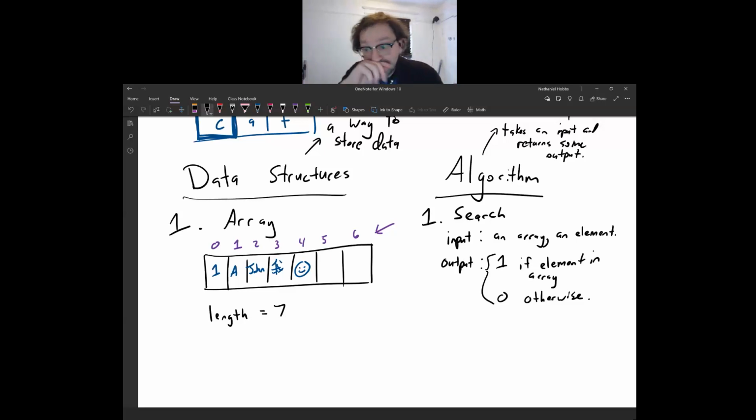The point is that here, the algorithm has an input and it produces an output. Here it's a binary output of either a 1 or a 0: a 1 if this element exists, a 0 otherwise.